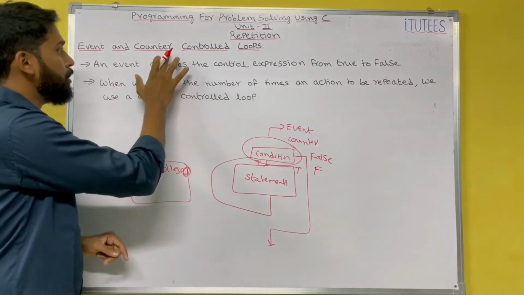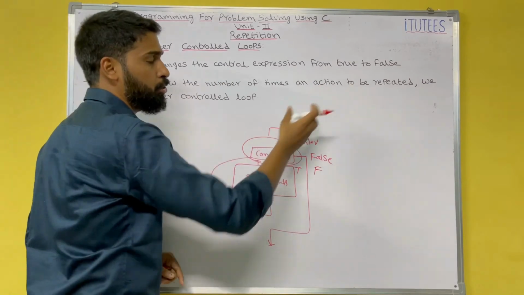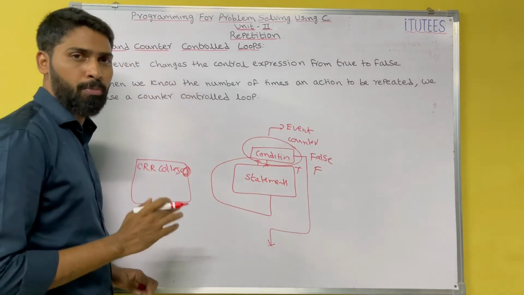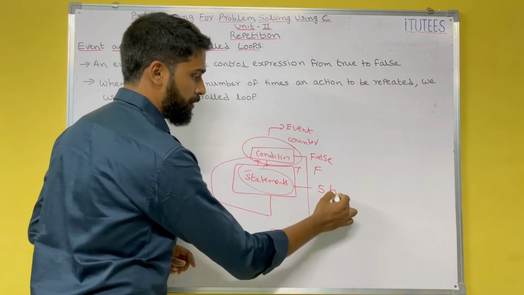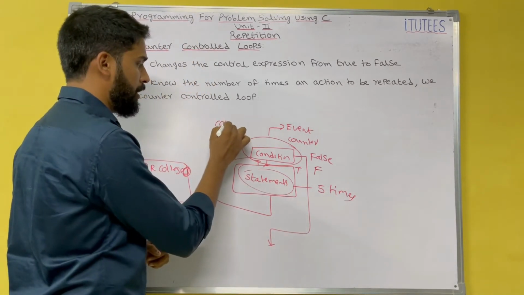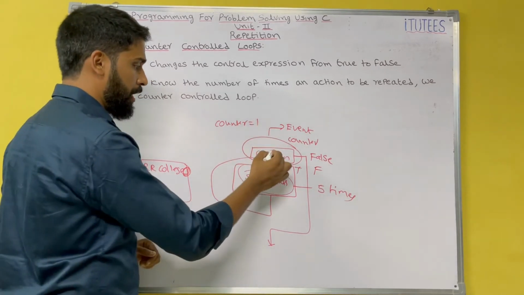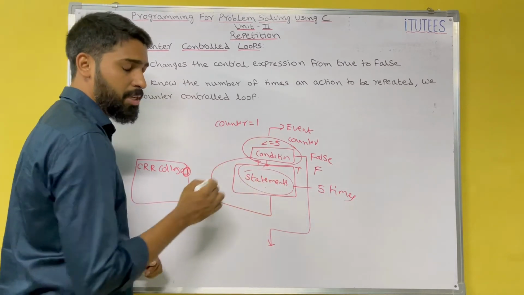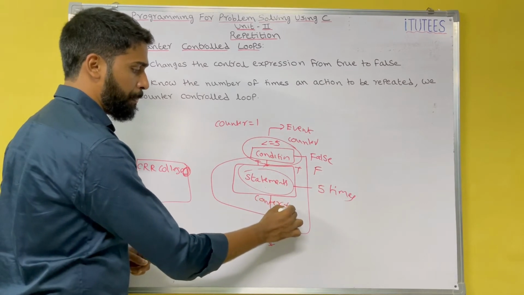And coming to counter. When we know the number of times an action is to be repeated, we use a counter controlled loop. For example, I want to execute these statements 5 times. Then I take one counter, initially the counter value equals 1, and the condition is less than or equal to 5. You execute these statements and update the counter with plus plus.